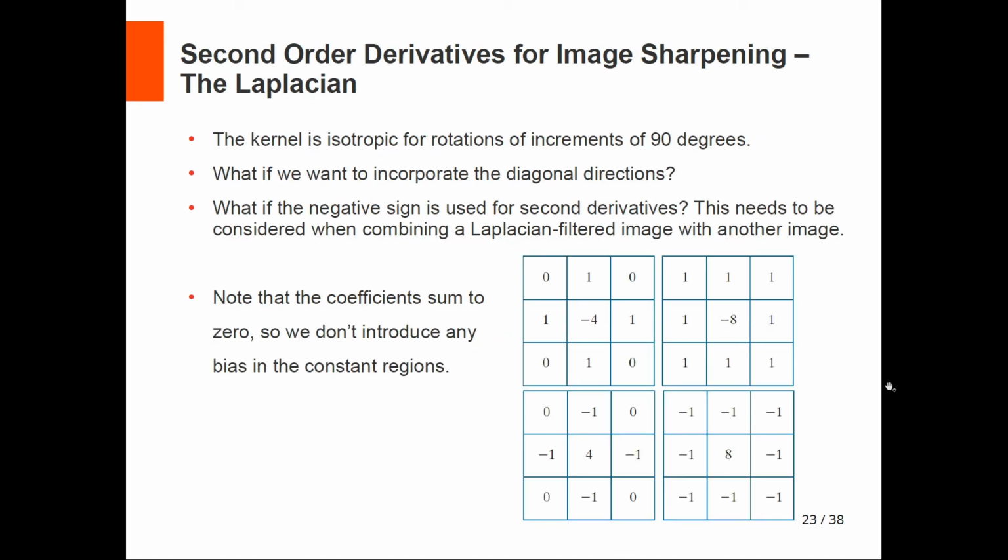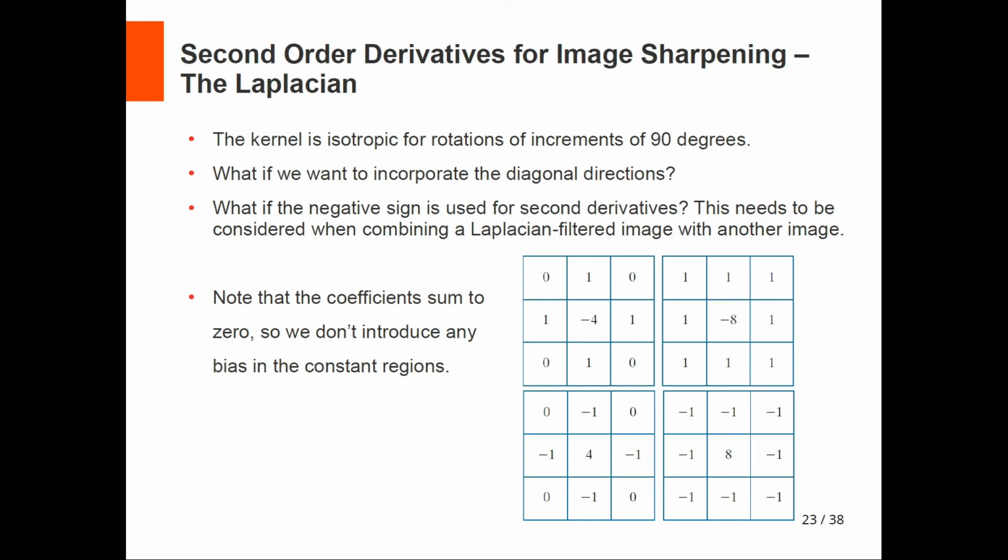So as you can see, the kernel is isotropic for rotations of increments of 90 degrees. So if you rotate this kernel 90 degrees either clockwise or counterclockwise, you can get exactly the same kernel, and that's why it's called isotropic, but only for rotations of increments of 90 degrees.